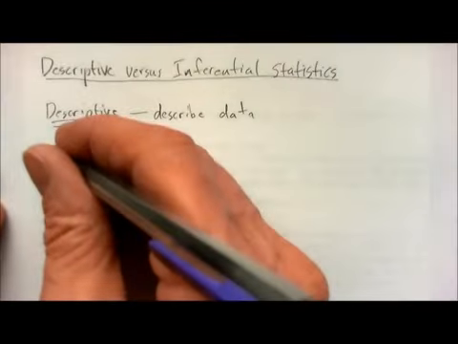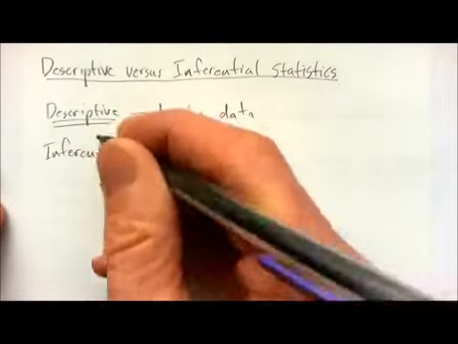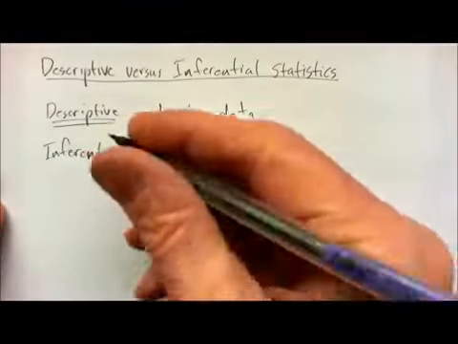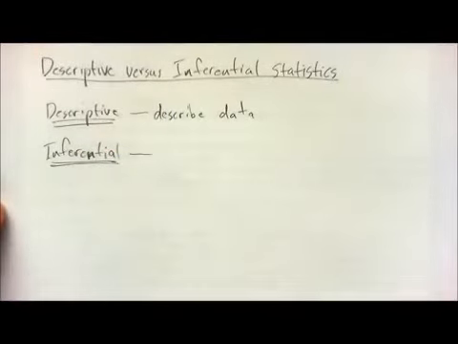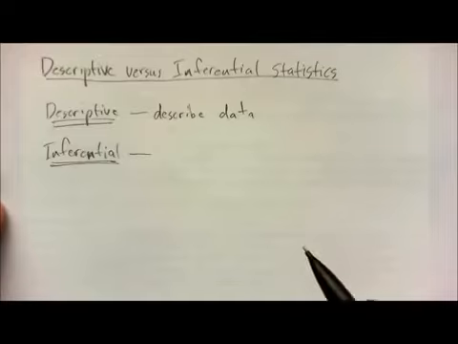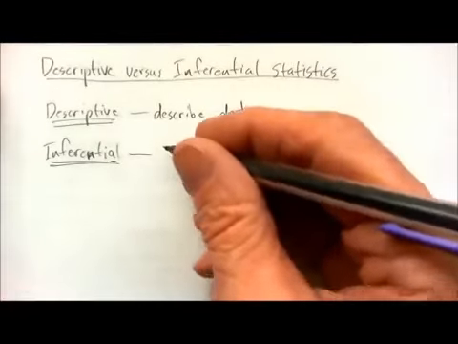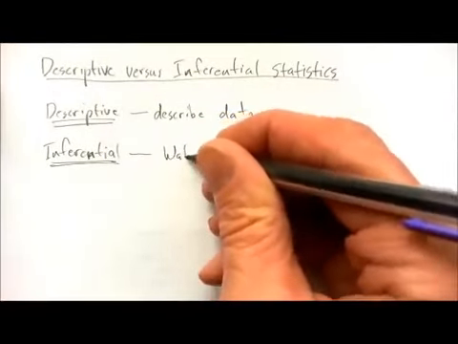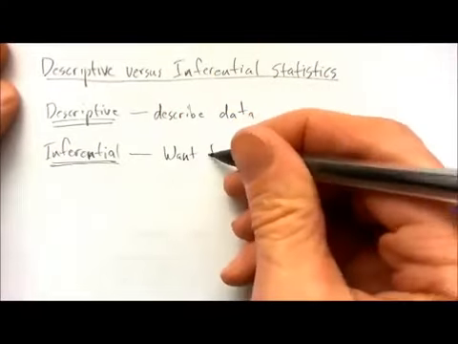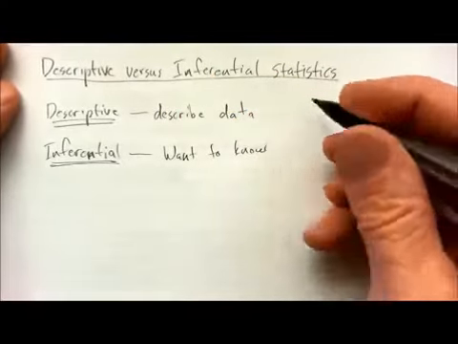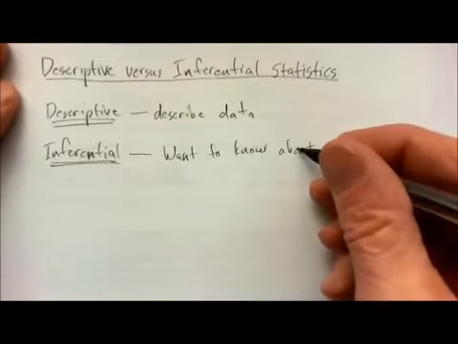Now when we go to inferential statistics, the key idea here is that we have a group that we want to know something about, and it's a large group. It's too large for us to gather data for the whole group. So that large group is called a population. So we want to know something about a large group called the population.